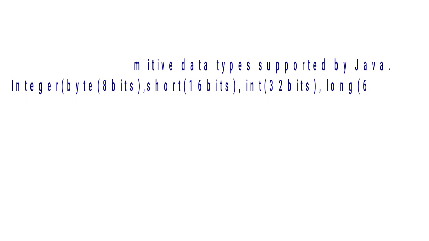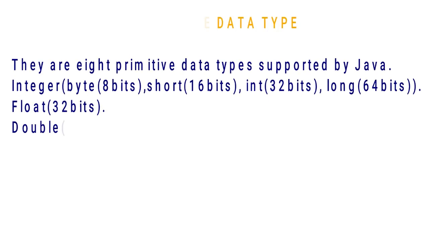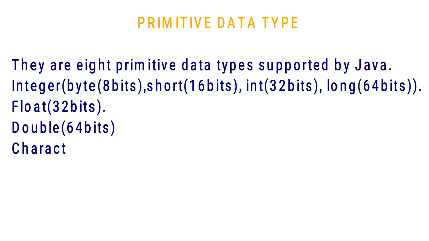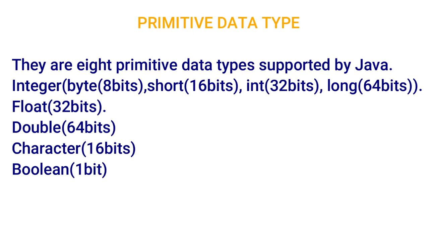The first one, which is the primitive data type, is made up of 8. There are 8 primitive data types supported by Java. And the first one, as you can see on the screen, is integer data type. Under the integer data type, there are 4 major data types. It means that they are the type of data type that can hold a whole number. And the first one there is byte. Byte is made up of 8 bits of information. It has the capacity to store 8 bits of information.